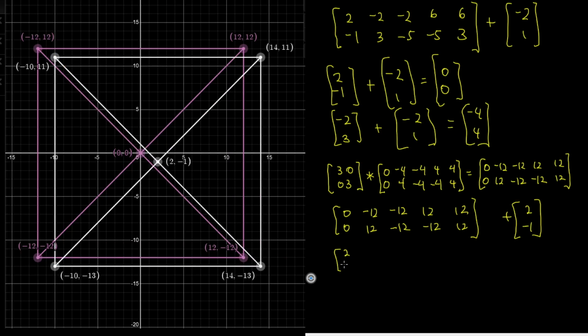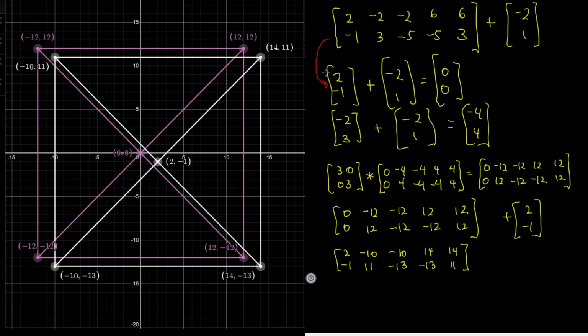Given that the center is 2, -1, the first point is -10, 11. The second point that we've been using is -10, -13. And then we have 14, -13. Then we have 14, 11. And you'll notice again, I have the diagonals here so that we can see the center point. You don't have to do that. That just makes it easier to see.